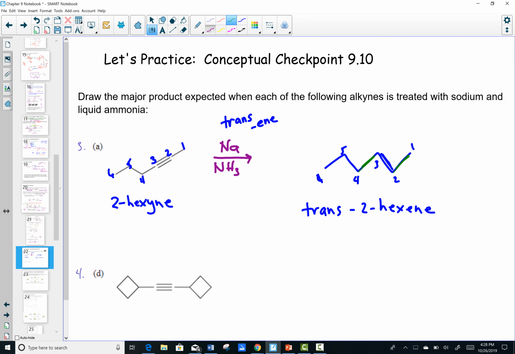Here again, we see that on the arrow, we have sodium in the presence of liquid ammonia. Here we have a cyclobutyl. Cyclobutyl comes to a 4-carbon ring. And from here, we know to create the trans configuration. So my 4-carbon ring leads down to a double bond, and out from the double bond will be the second cyclobutyl group, and we have a trans configuration.